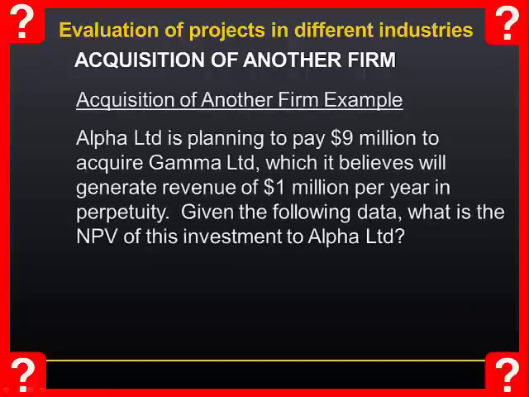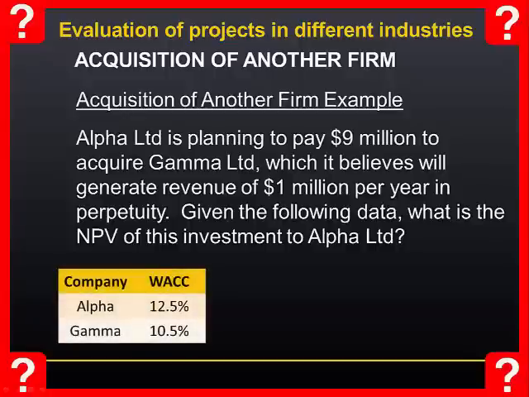Alpha Limited is planning to pay $9 million to acquire Gamma Limited, which it believes will generate revenue of $1 million per year in perpetuity. Given this information, what is the NPV of this investment to Alpha Limited?